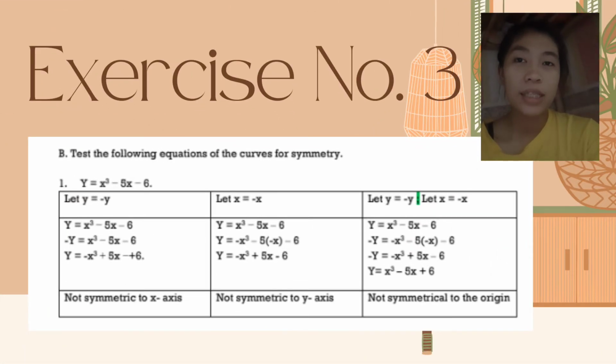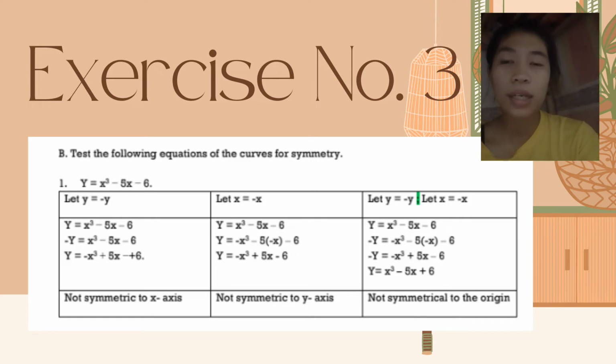Part B. It says to test the following equations of the curves for symmetry. So number 1, y equals x cubed minus 5x minus 6. Sa first column, let y equals negative y. So y equals x cubed minus 5x minus 6. So negative y equals x cubed minus 5x minus 6. Then y equals x cubed plus 5x plus 6.